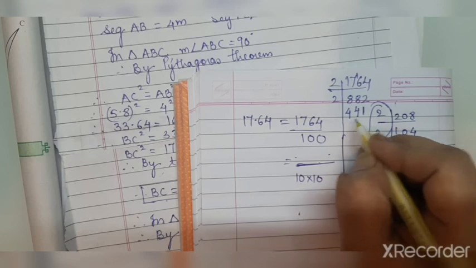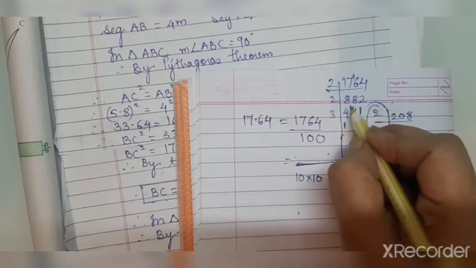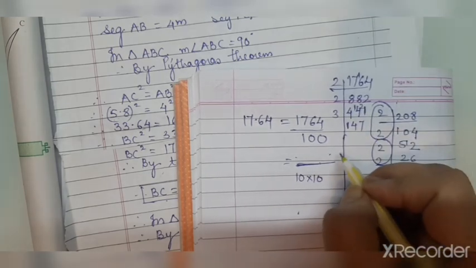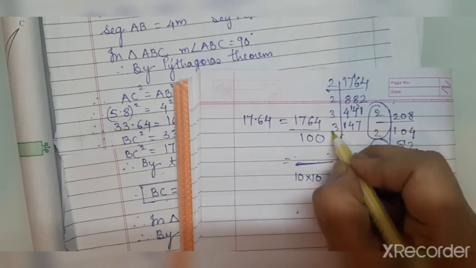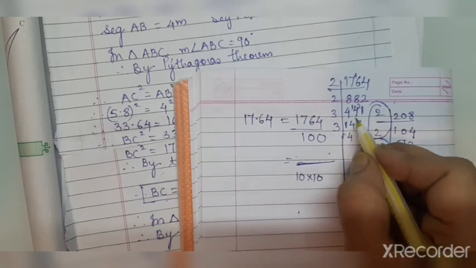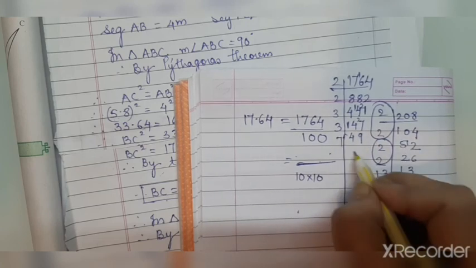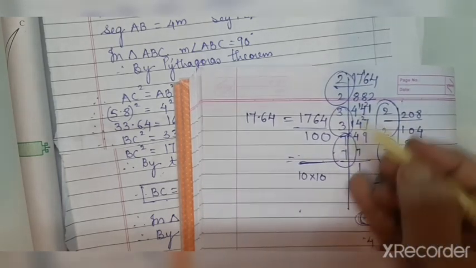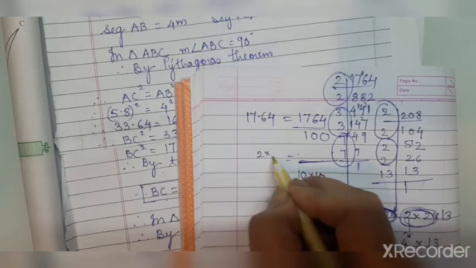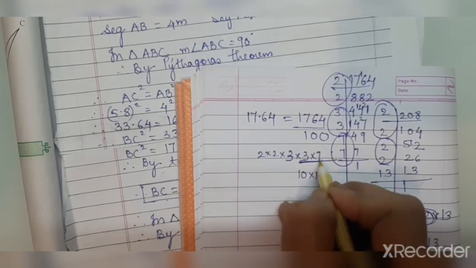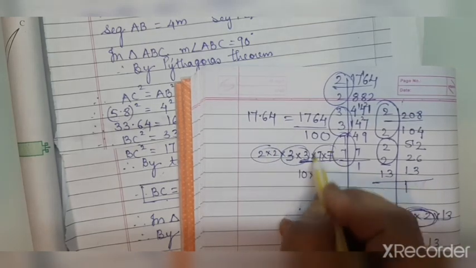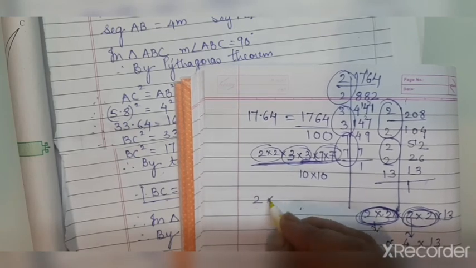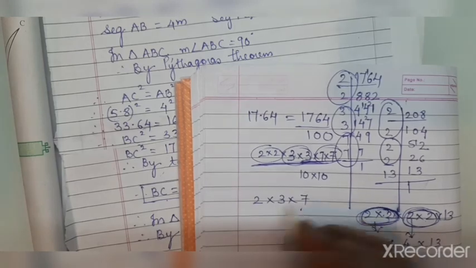Now this is divisible by 3. So 3 1s are 3, 3 4s are 12, 3 7s are 21. Again this is divisible by 3. So 3 4s are 12, 3 9s are 27, 7 7s are 49. So what are the factors here? What you get is 2 into 2 into 3 into 3 into 7 into 7. So when you take the square root, you write this 2, you write this 3, you write this 7 and this 10.